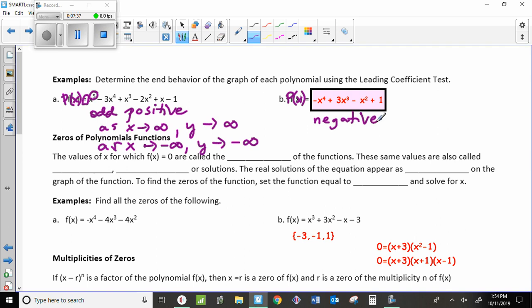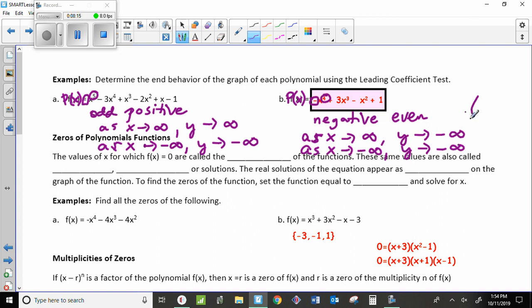And we have an even exponent, because it's 4. Even exponent, negative leading coefficient. And then we say that as x is increasing, so as x gets really, really large, your y value will still be decreasing. And as x decreases without bounds, or goes to negative infinity, your y will still go to negative infinity. Right? So your graph will be going both ways, going down.